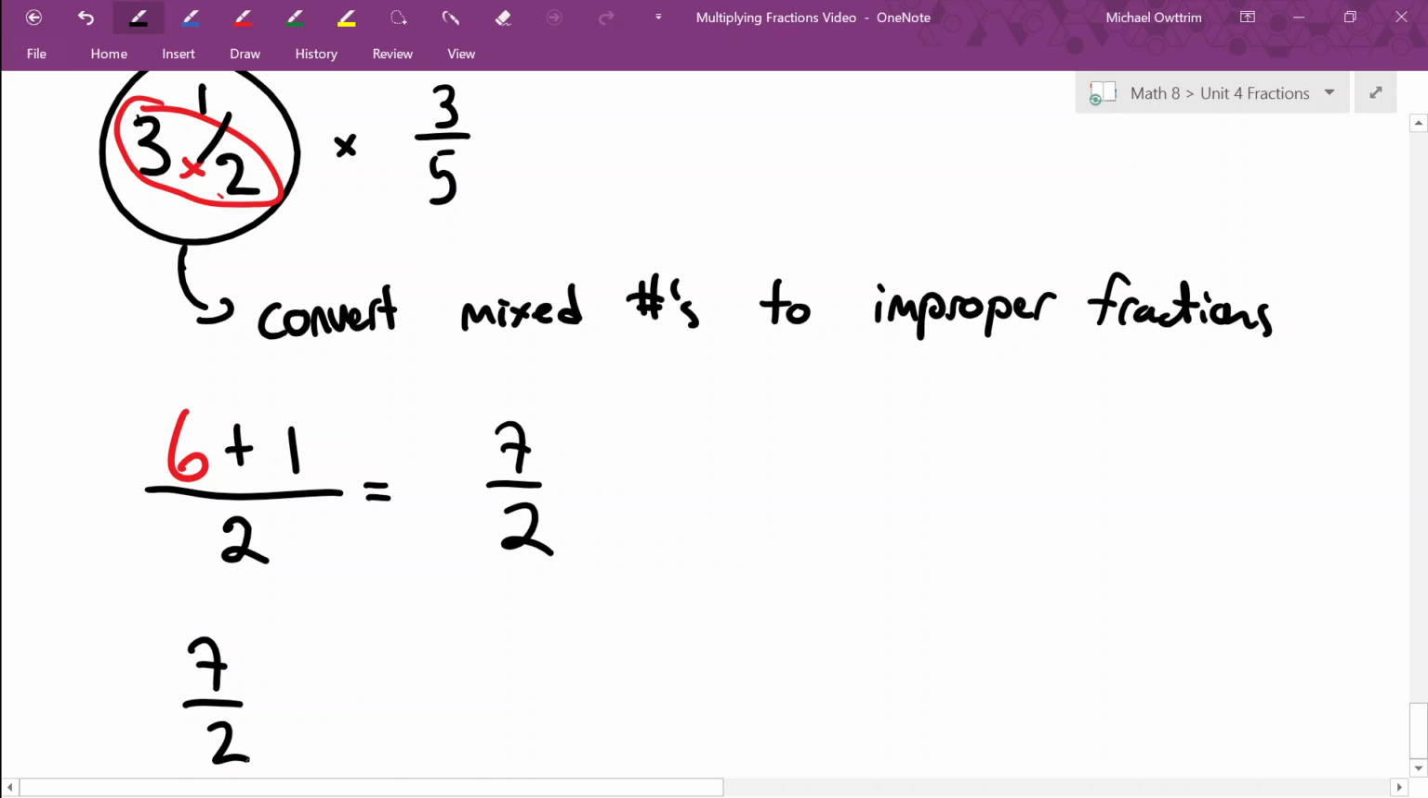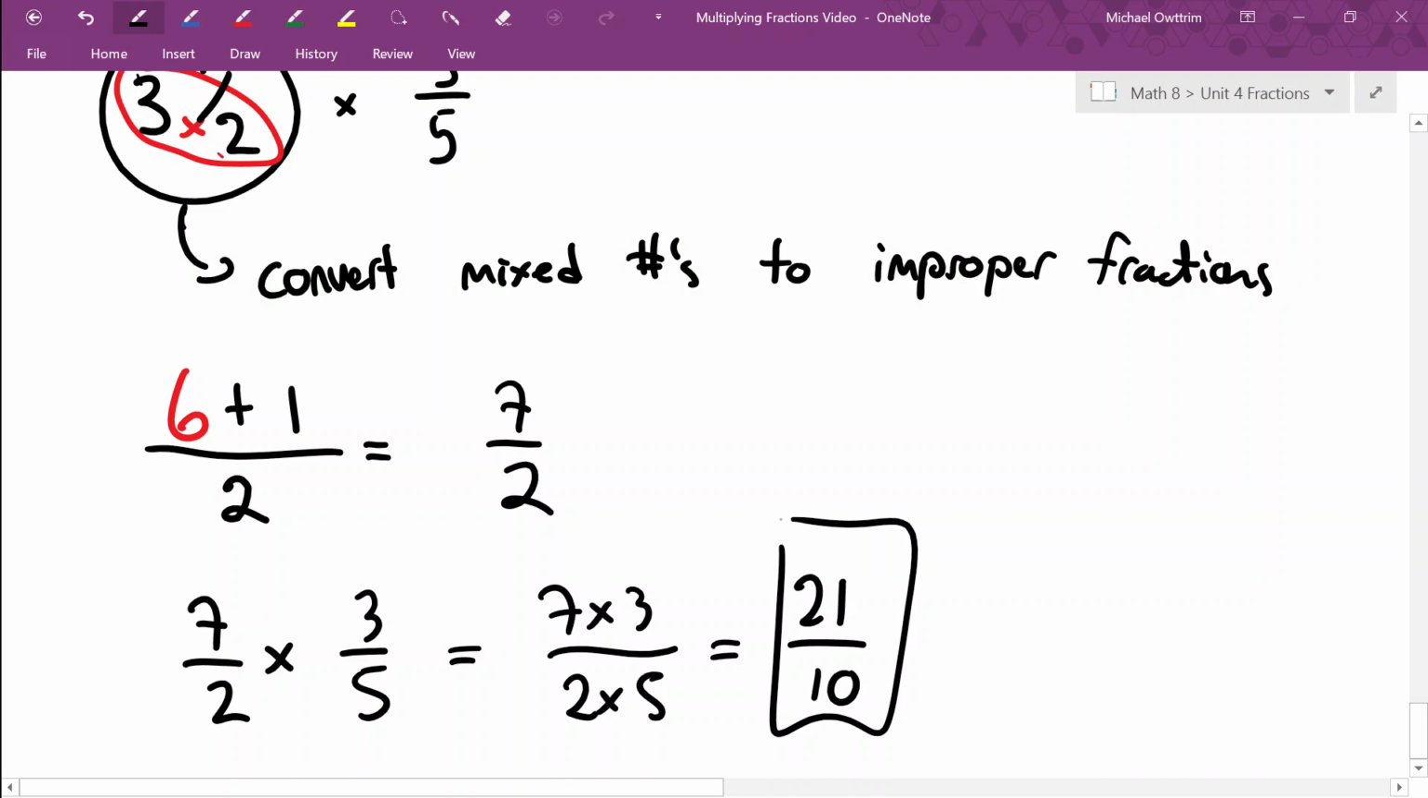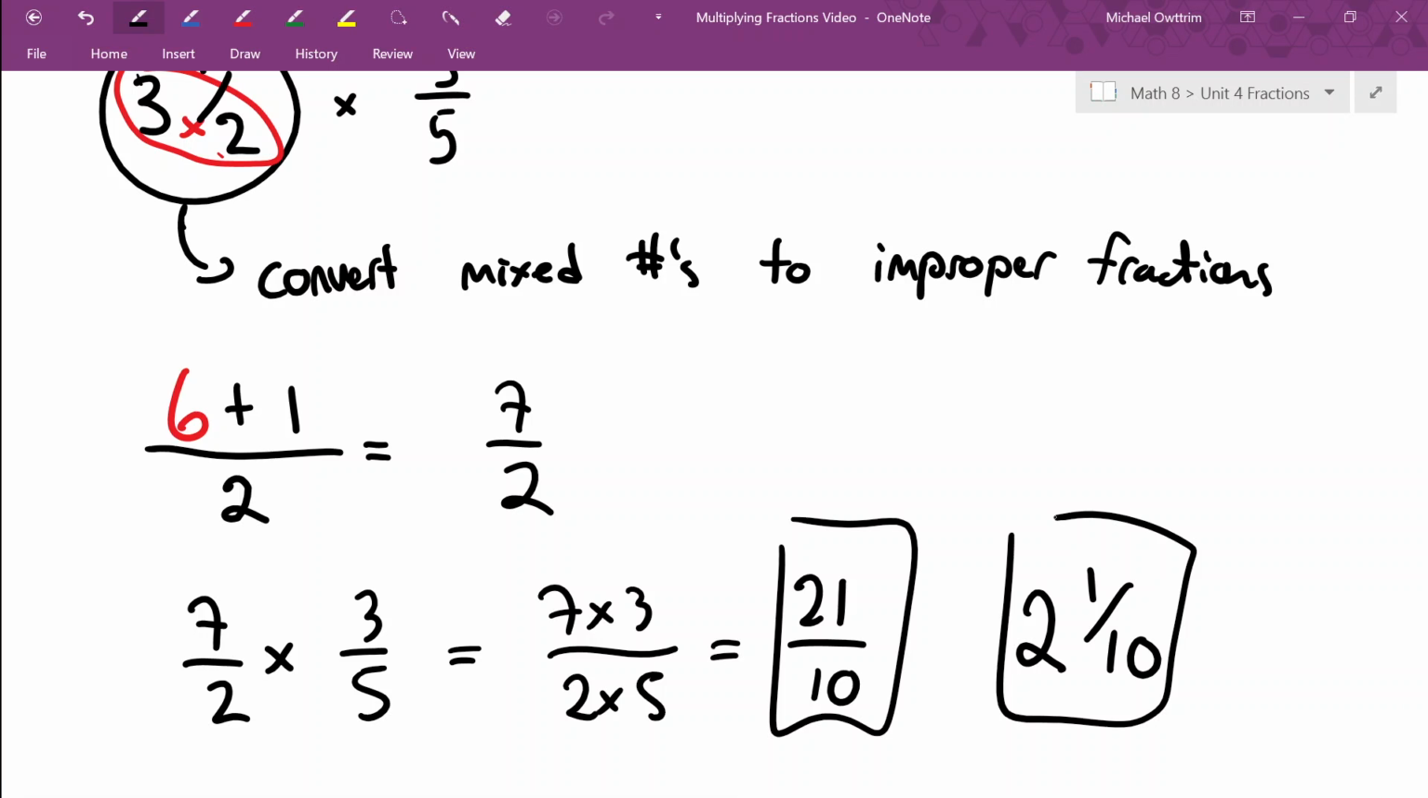Now I can just do my normal process, 7/2 times the other number, which was 3/5. I'm going to do top times top, 7 times 3, bottom times bottom, 2 times 5, and that gives me 21 over 10. These do not share any common factors, so I can't simplify that any further. The improper fraction would be 21 over 10, or I could say as a mixed number, 10 goes into 21 2 times with 1 left over. So that would be my mixed number answer. So hope that helps you with some of our ideas of multiplying fractions.